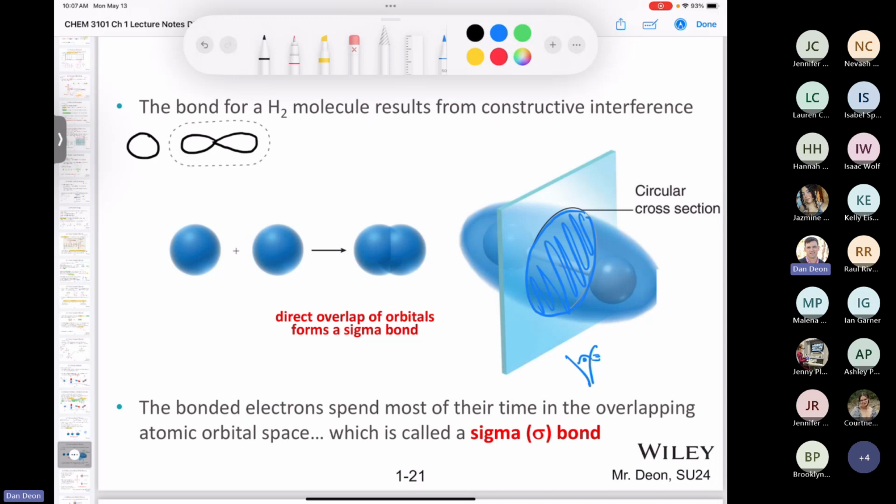The one on the left is the s, the one with the little dashed line going around it, that's the p orbital. If they overlap like this, that is a sigma bond. If you were to take a cross section of this, you would see a circle. So that's the second way.